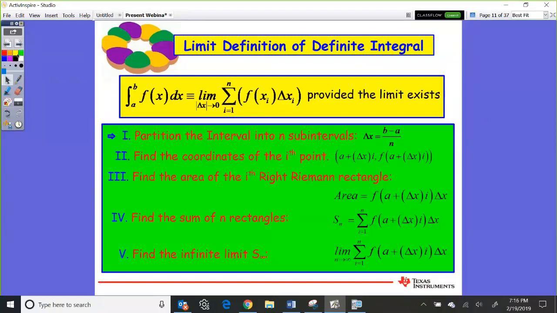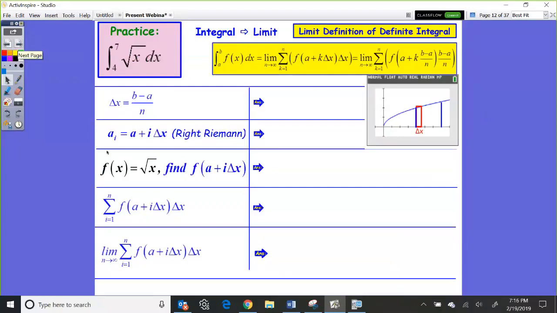So what actually comes up on the AP test is they give you an integral like this, and they want you to pick the multiple choice that's the limit. All right, so here's the definition again. I always get them to draw a rectangle.